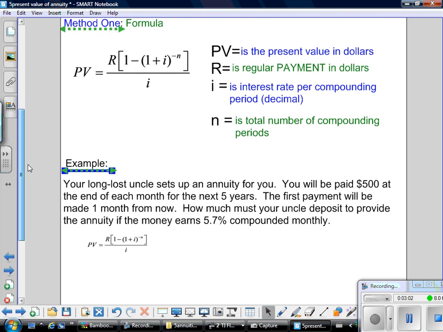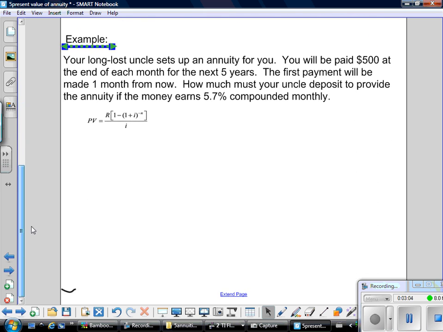So here's the example we're going to look at. Your long lost uncle sets up an annuity for you. You will be paid $500 at the end of each month for the next 5 years. The first payment will be made 1 month from now. How much must your uncle deposit to provide the annuity if the money earns 5.7% compounded monthly?